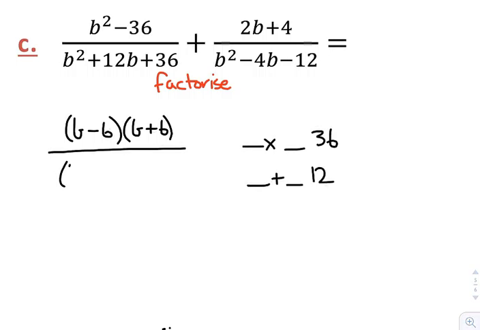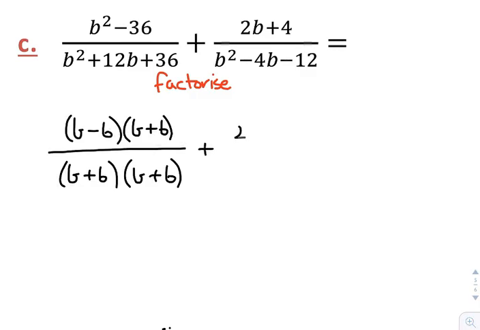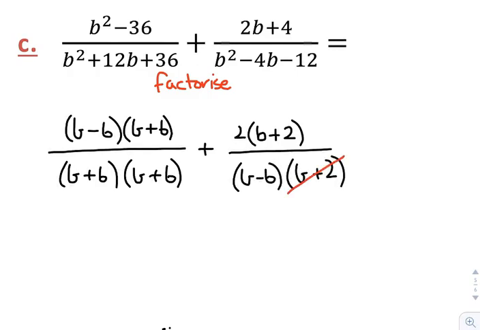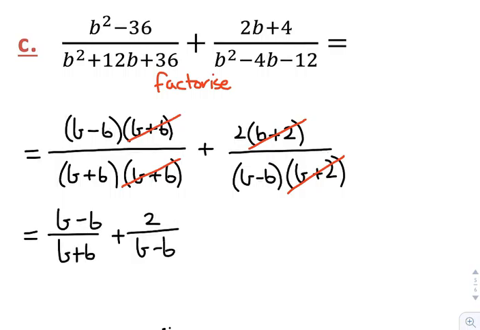The bottom, we're looking for two values that multiply to give 36 and add to give 12, so we've got b plus 6 and b plus 6. We're going to pull out that 2 as a common factor on the top of the second fraction, and the bottom, two values that multiply to give negative 12 and add to give negative 4, and those two values are negative 6 and 2. So we're up to cancelling. So we're going to cancel here b plus 2 and b plus 2, b plus 6 and b plus 6. When we do this, we're left with b minus 6, b plus 6, plus 2 on b minus 6.